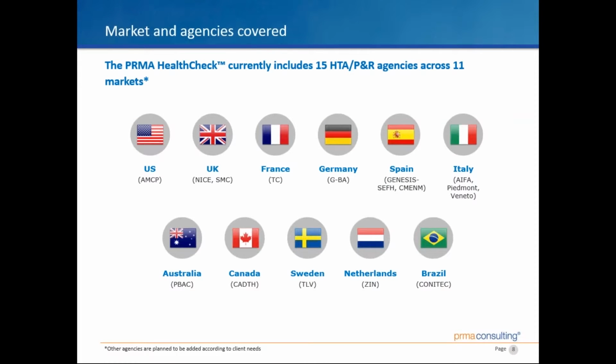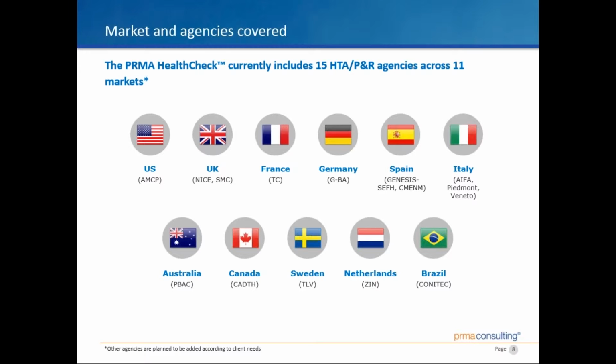There are currently 15 agencies covering 11 different markets that peer evidence requirements have been extracted for and that have been incorporated into the PRMA HealthCheck application. We plan to add additional countries or agencies in the near future and are happy to add agencies at the request of clients.